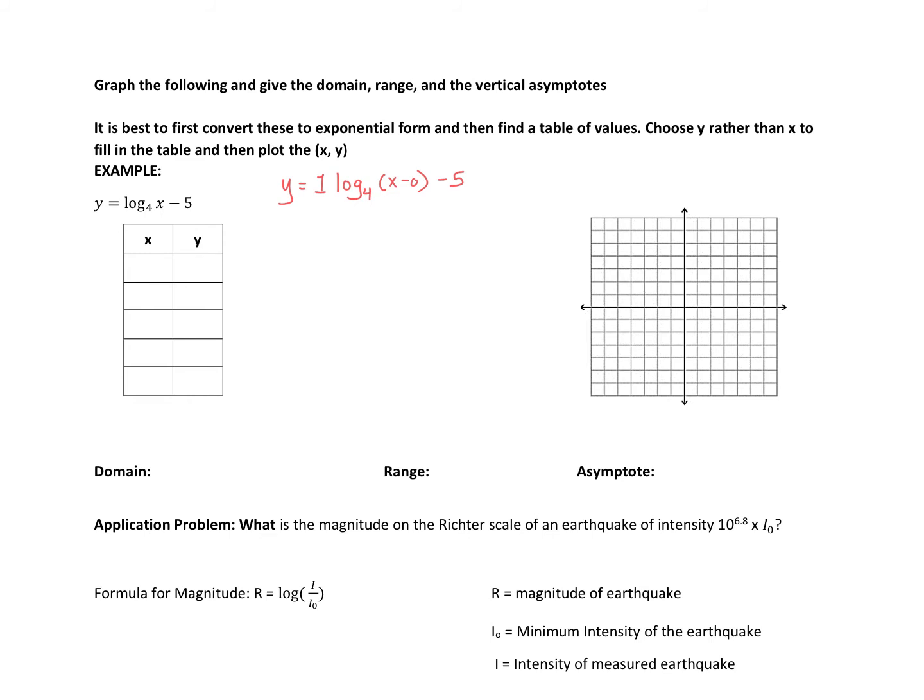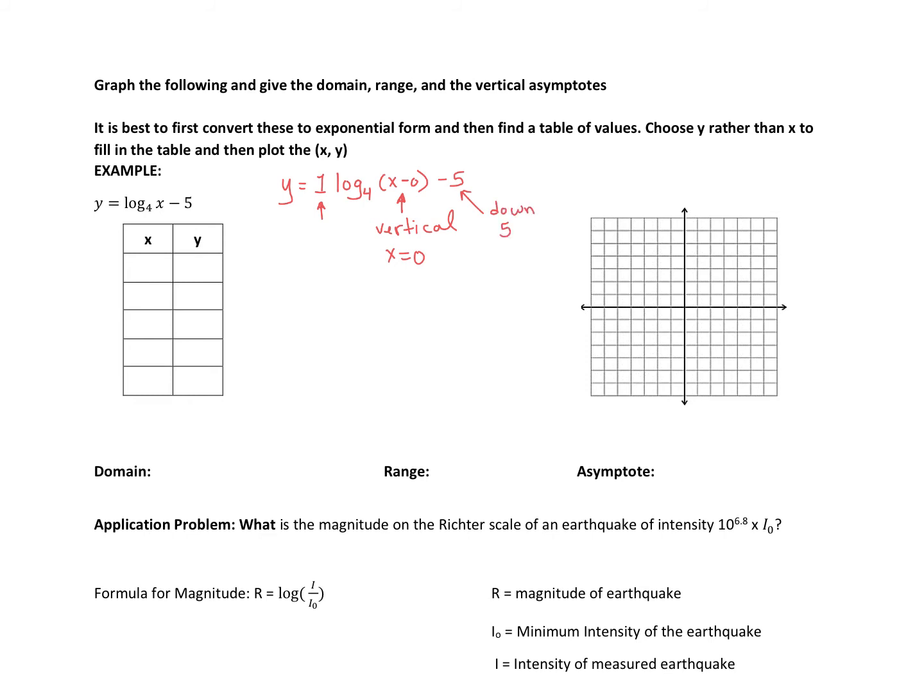Let's take a look at the example y equals log base 4 of x minus 5. If we write this in that general form, we notice that the stretch factor is just 1, so there really is no stretching going on. The horizontal shift is 0, so our vertical asymptote is going to be at x equals 0, and our vertical shift is down 5 units.